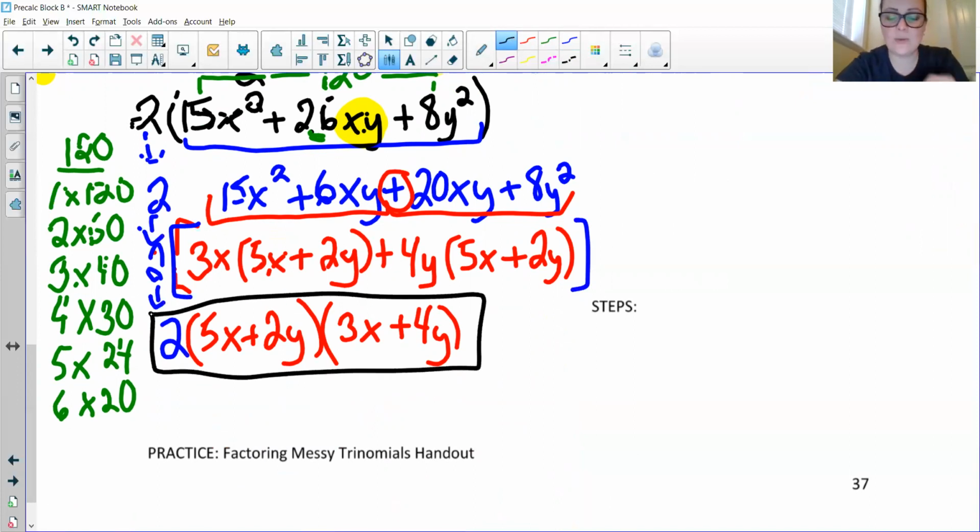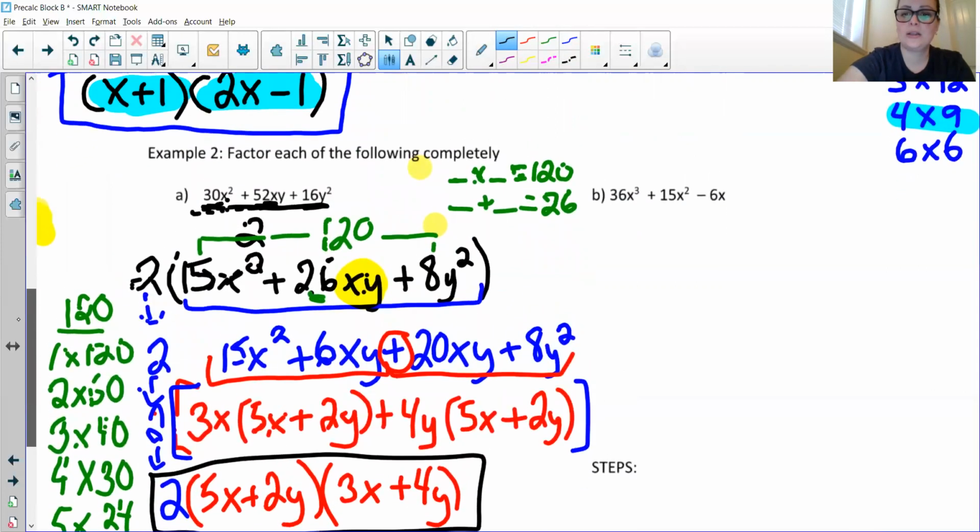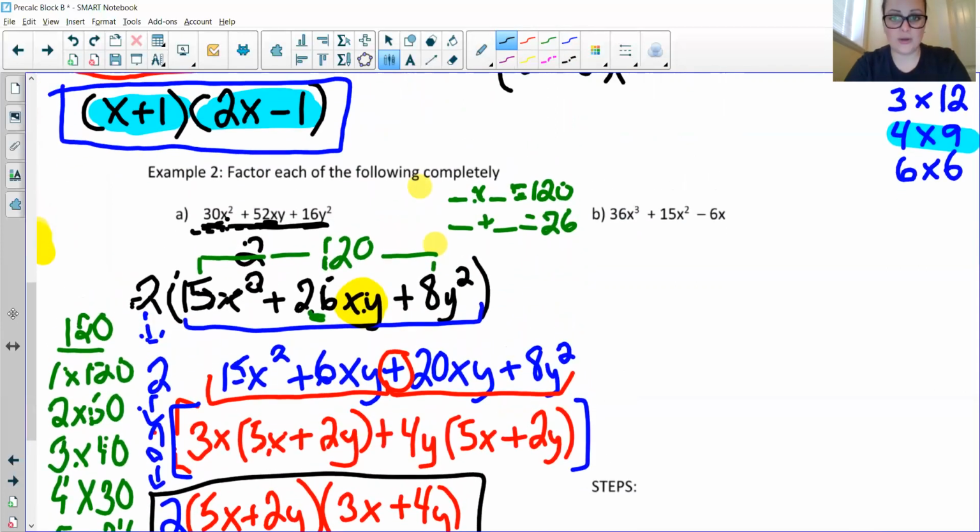So to check that we're right, we would still FOIL those two terms, those two things in red. We would multiply everything in the first bracket by everything in the second bracket. We would group our like terms, and then we would multiply everything by 2. You can try that now. Make sure we're right. And you can also pause the video and try example 2b, and then join us back when we go over it. All right, welcome back.